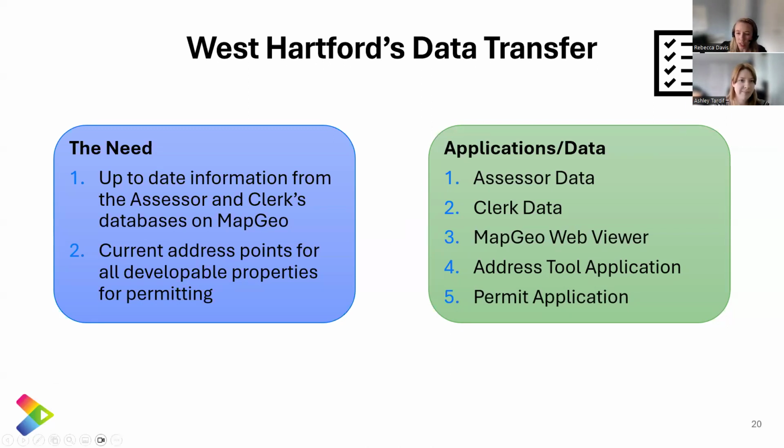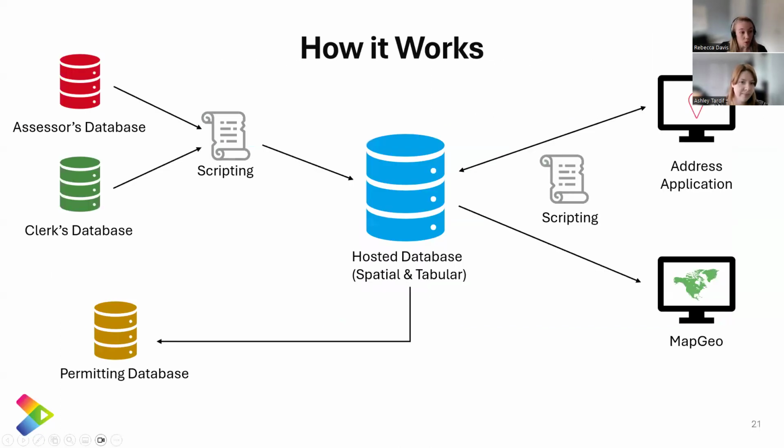So let's take a look at how this works. Starting on the left-hand side, we have our two authoritative data sets for the assessor's database, which is pulling in all of the property information with the property ID, the CAMA ID, any of the values and assessments, as well as owner information. But for the town of West Hartford, their clerk's data is what keeps the ownership most up to date. So the clerk's owner information is essentially overriding the assessor's database through that scripting process that you see there before it makes its way to our hosted SQL database.